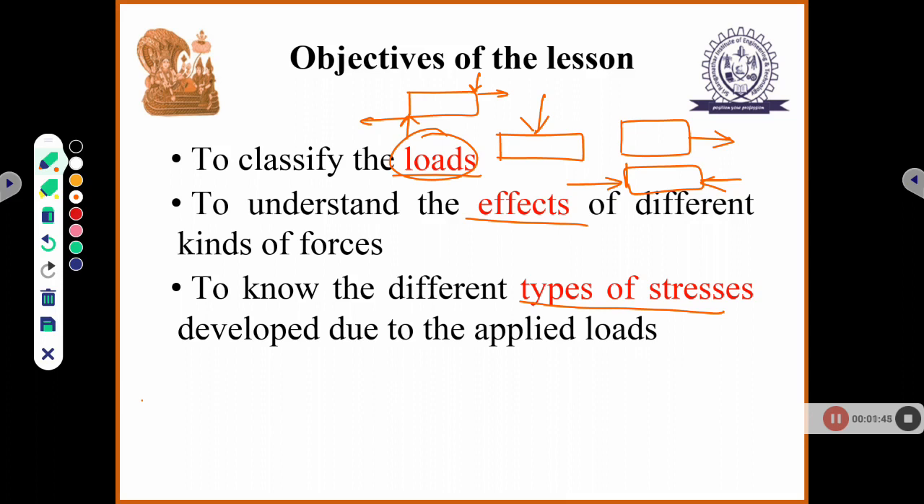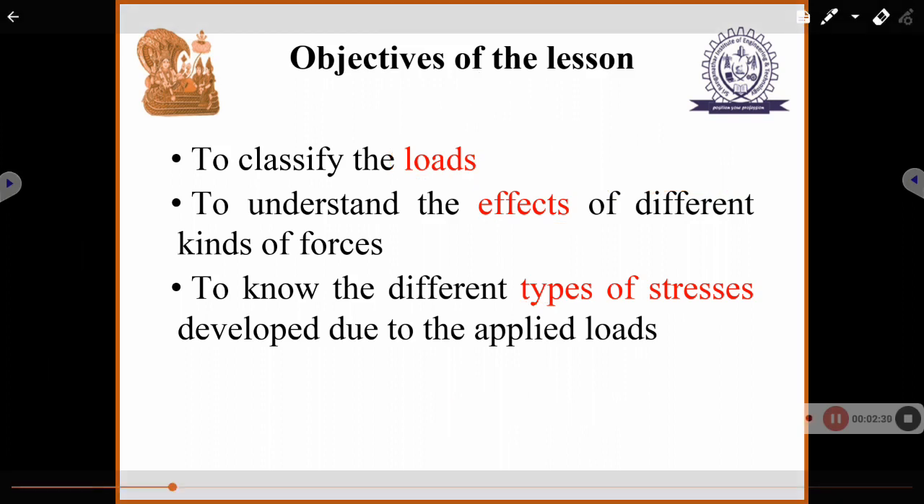Next, to understand the effects of load. So what are the effects? There will be some effects due to tensile load, compressive load and shear load. So these are all the effects of loads we are going to see. To know the different types of stresses, the types of stresses correspond to the types of load that is going to happen inside the material. So what are all the types of stresses? Tensile stresses, compressive, and shear. So these are all the types of stresses we are going to study in this unit.